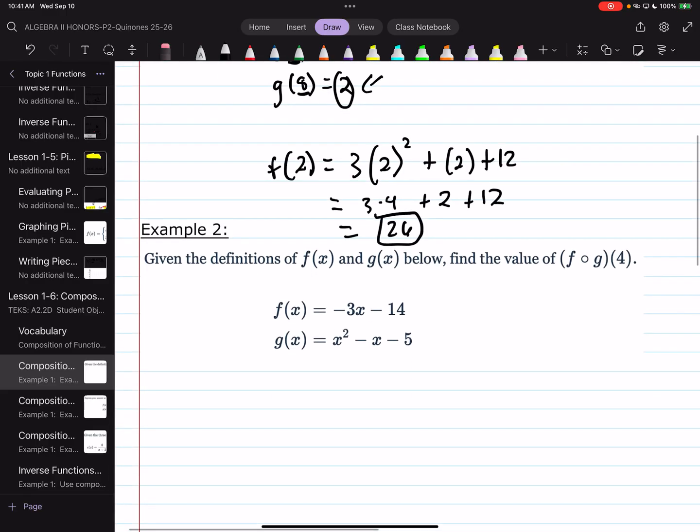I want to give you 3 minutes for this. Try example 2. I would love a volunteer to come up and actually walk us through the problem also. So be prepared to share. Go.